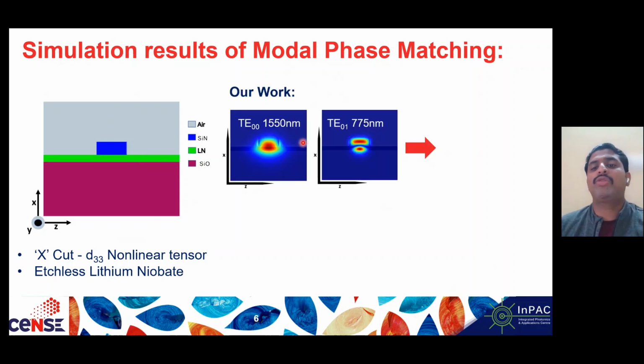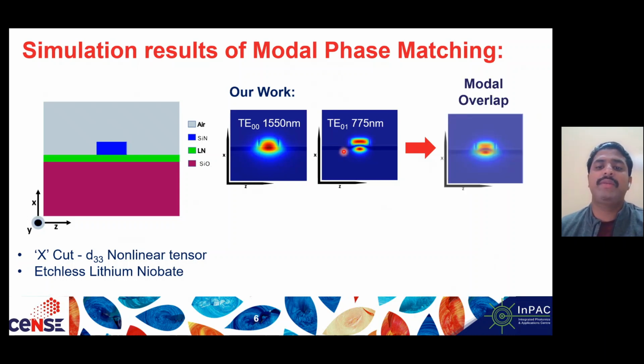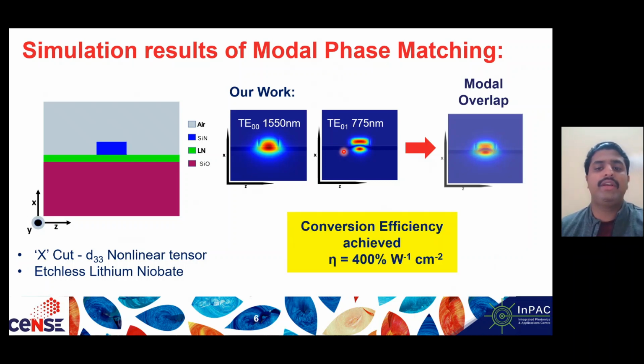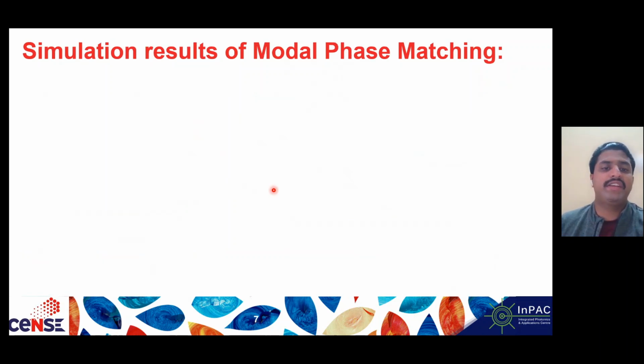To overcome the less modal overlap issue, what we had done is we had chosen a vertical mode at the second harmonic wavelength so that in the lithium niobate region, we can get really good modal overlap, which contributes to the conversion efficiency. By doing all this updation, we got a really good conversion efficiency of nearly 400% in simulations, which is really good. While doing these simulations, we caught a really interesting phenomenon.